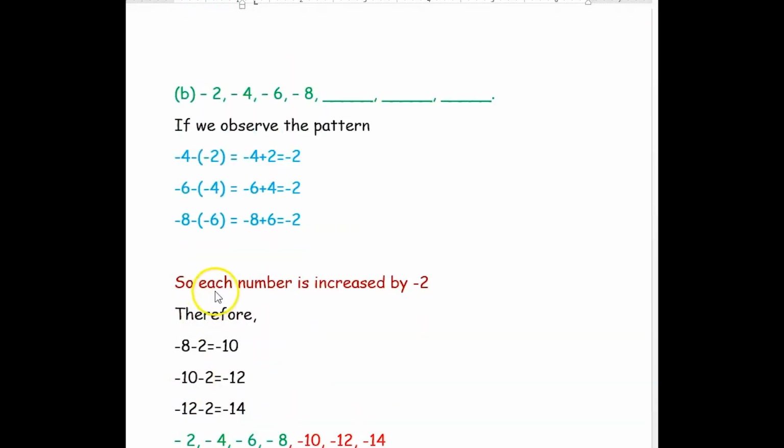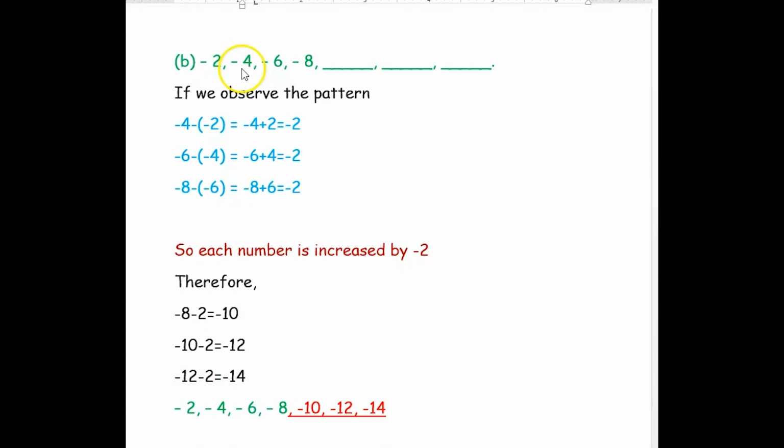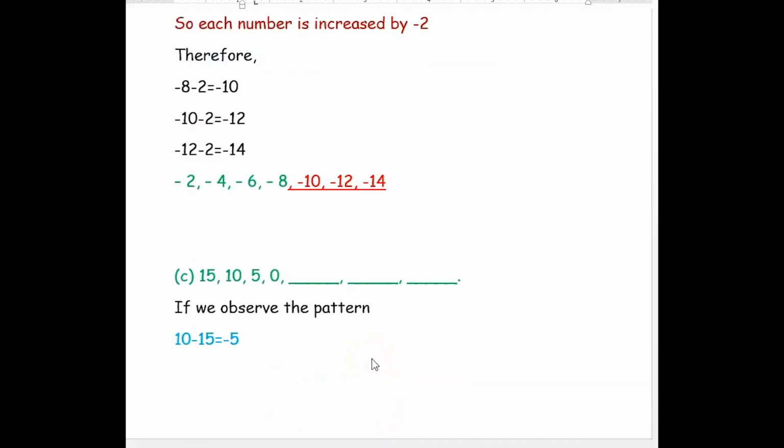So the next pattern is negative 2, negative 4, negative 6, negative 8. Here also we observe the pattern, it is decreasing, right? It is decreased by 2 each time. So what will we get next? After negative 8, it's decreased again by 2, so it will be negative 10. Negative 10 decreased by 2 again gives negative 12. Negative 12 decreased by 2 gives negative 14.